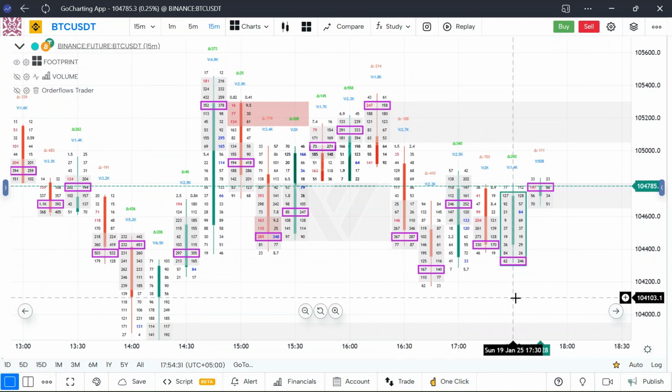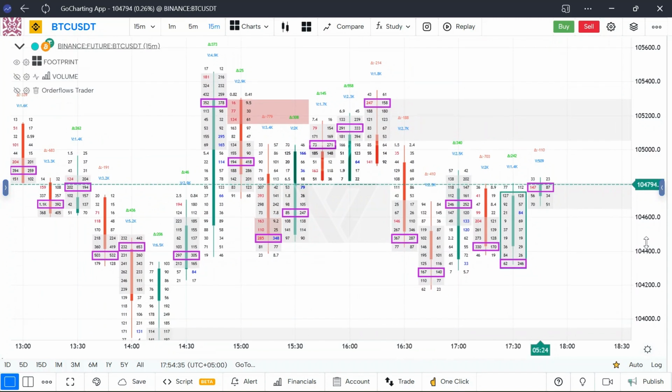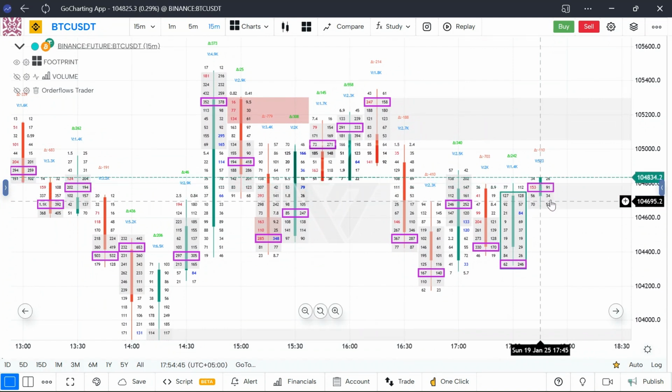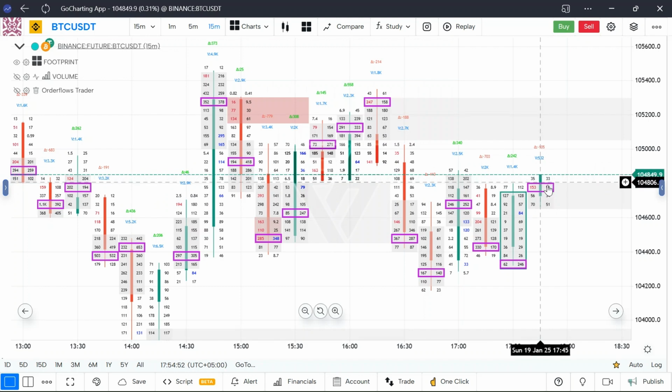In this video, I am gonna talk about basics of footprint charts. This is a basic bid-ask cluster. On left side of candle, you see bids which are market or aggressive sell orders. On right side of candle, you see asks which are market or aggressive buy orders.